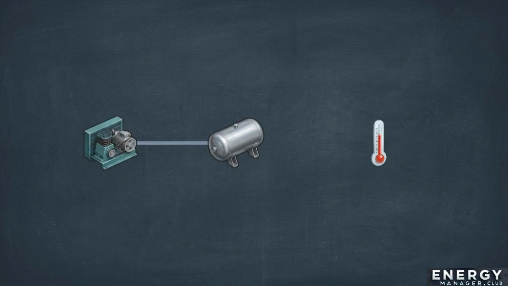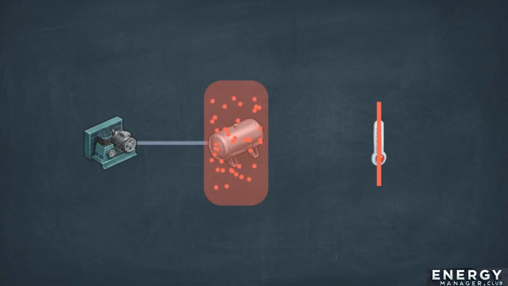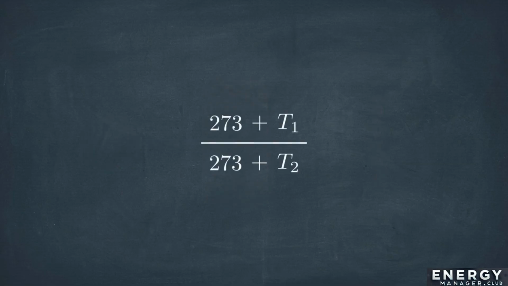That baseline formula has a flaw. It assumes the compression is isothermal. In reality, when you squeeze air, it gets hot. That heat causes the air to expand, which artificially inflates our raw FAD number. To get an accurate reading, we have to apply a mandatory fix, the temperature correction factor.